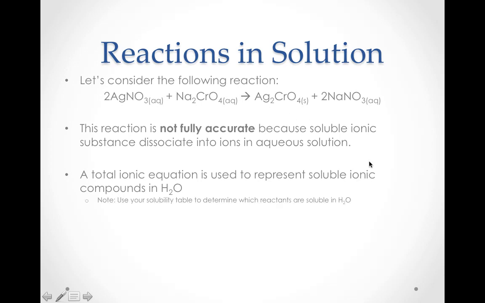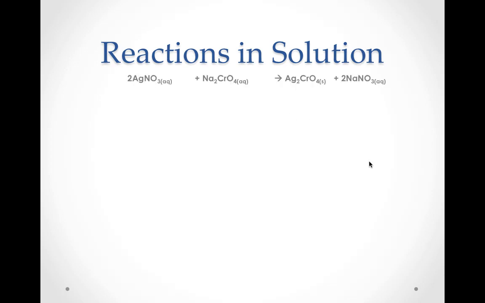Okay. So let's take this example a little bit further. So we have this reaction here. Okay, so we have silver nitrate reacting with sodium chromate to make silver chromate and sodium nitrate. Okay, so what we're going to try to do is write out a total ionic equation. And all we're going to do is anything that we see as aqueous, we're going to split apart and write out a dissociation equation for that.